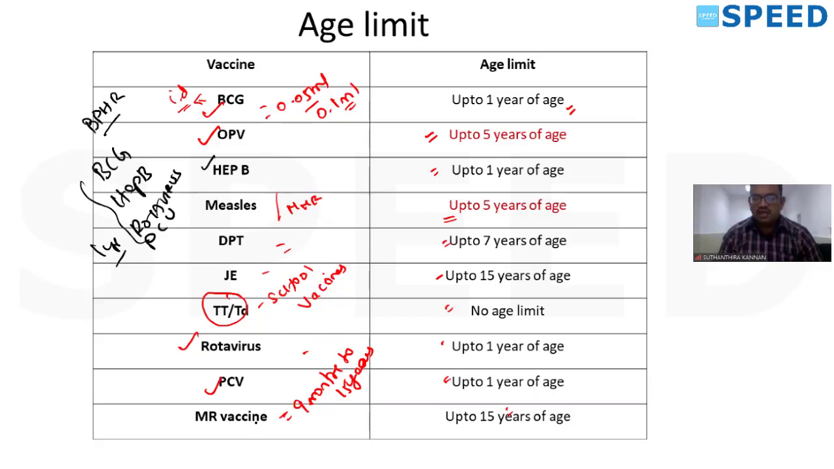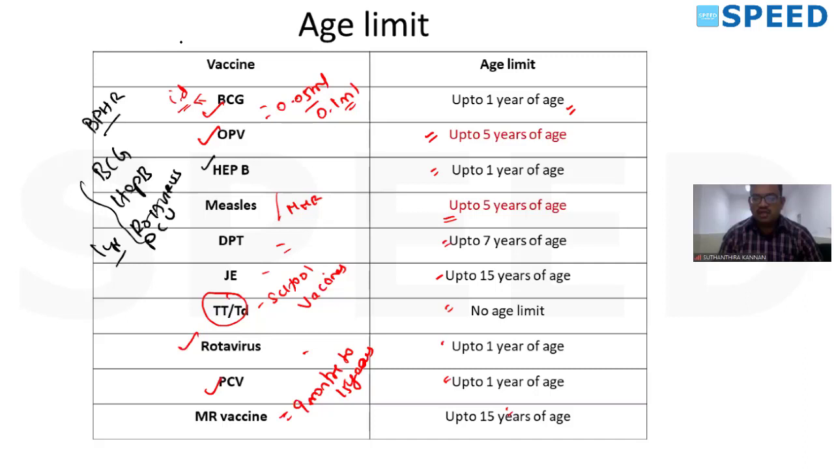The MR vaccine can be given up to 15 years of age, which is the new schedule, because our primary aim is measles elimination. Measles is the one disease which has a basic reproduction number of more than 10. It is very high. That is, one measles case can infect 10 to 12 cases.